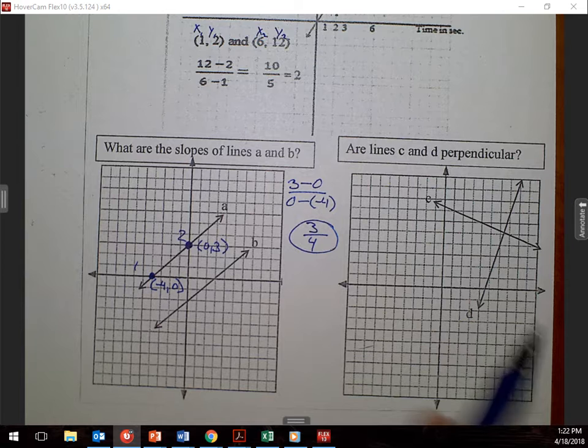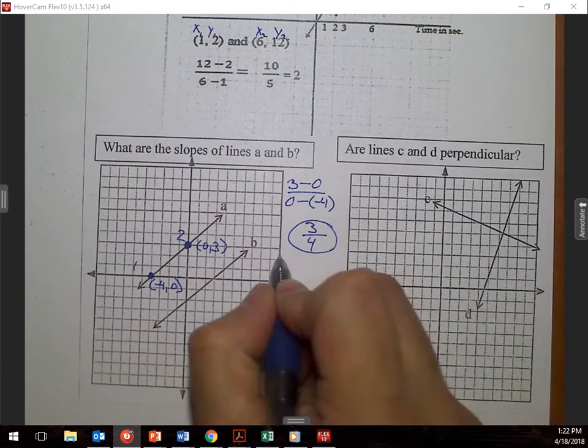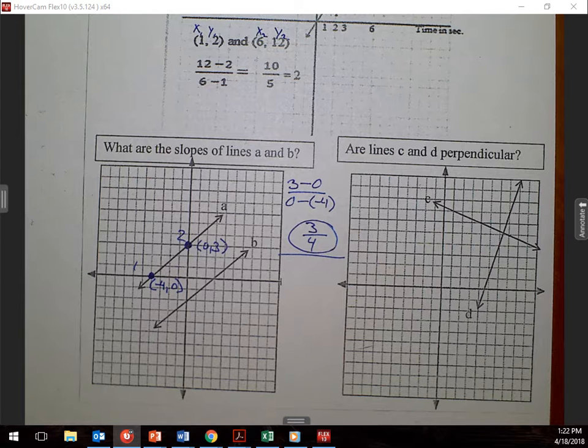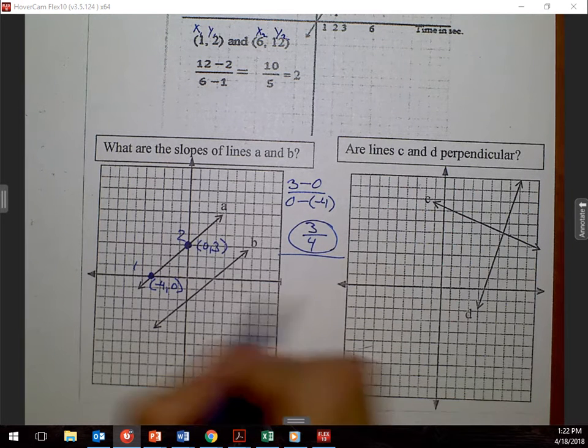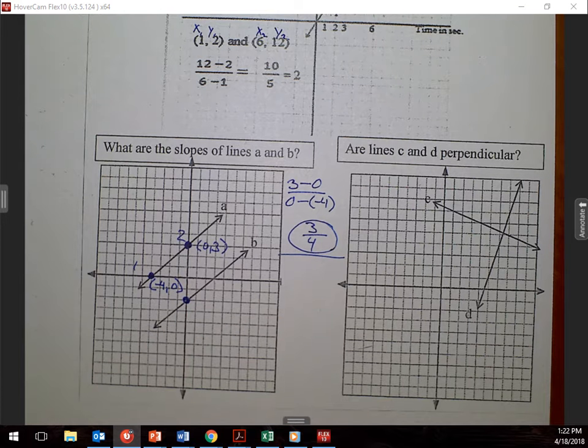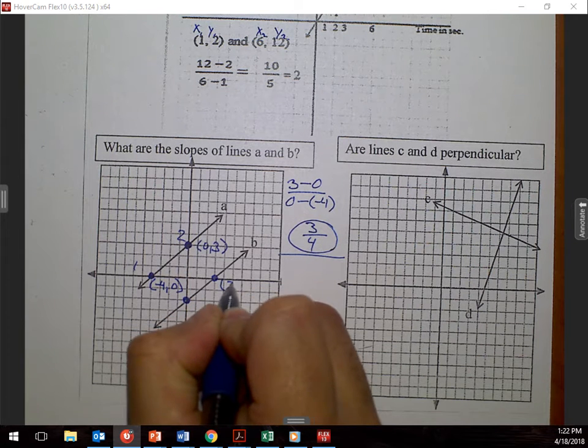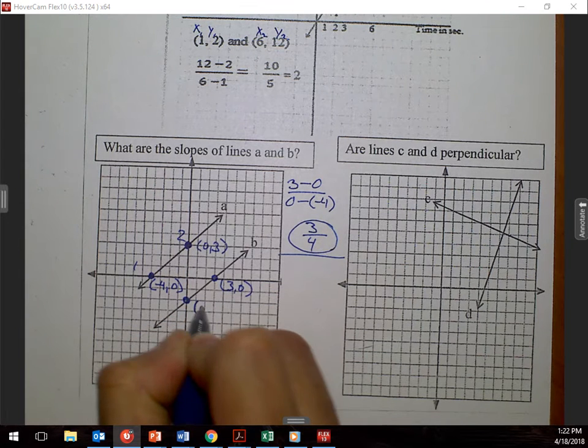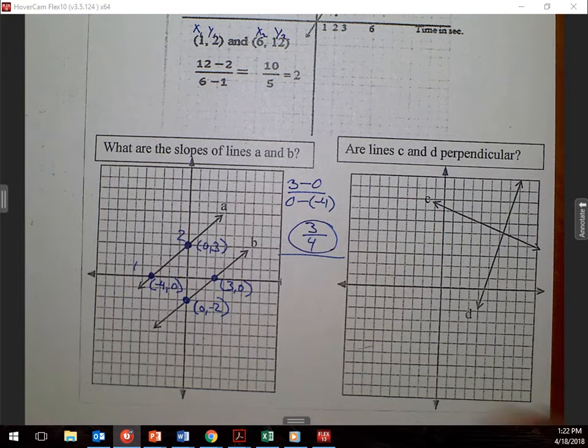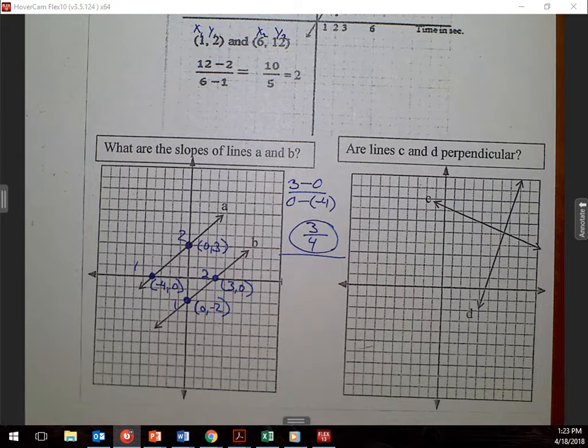Right? Okay, so now let's do the same thing for line B. Find some points. 0, negative 2. That's a good one. Another one? 3, 0. Very good. So this is going to be point 1 and this is going to be point 2. So what is y from the second point?